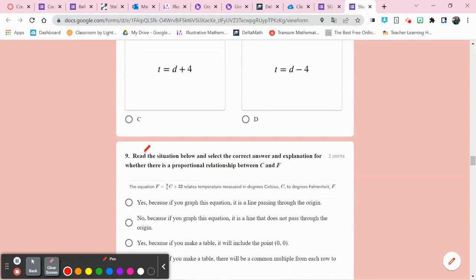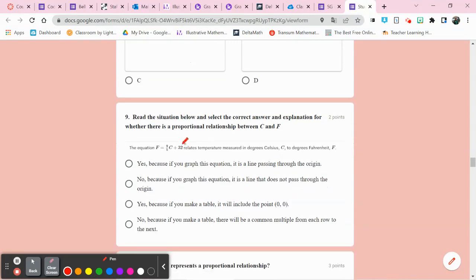Question 9. Read the situation below carefully and select the correct answer and explanation for whether there's a proportional relationship between C and F. And C is Celsius and F is Fahrenheit. So the equation F equals 9 over 5 times C, plus 32 relates temperatures measured in degrees Celsius, or C, to degrees Fahrenheit, F.